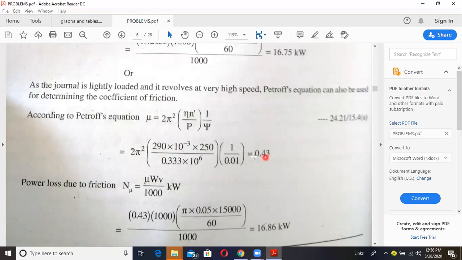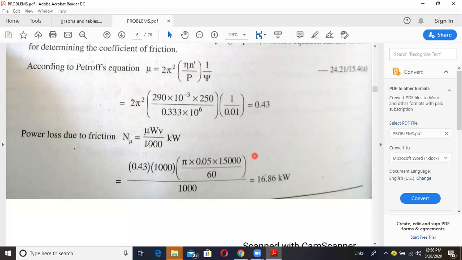Mu is over, but we have to calculate power loss. The formula to calculate power loss is equal to mu W V divided by 1000. Substitute mu, substitute W, and velocity is pi d N divided by 60, divided by 1000. Then the power loss we get is 16.86 kilowatts. This is the power loss we have calculated based upon Petrov's equation.